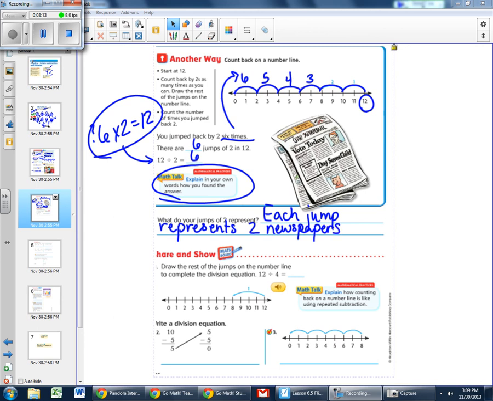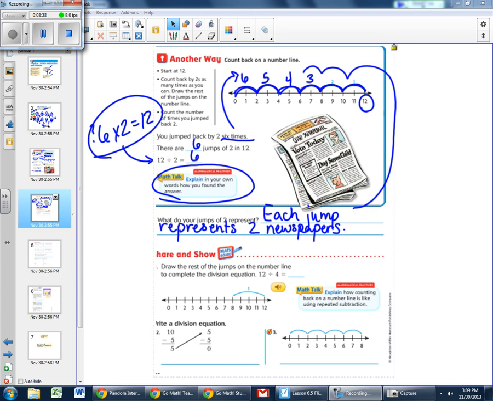Okay, again, pause if you need to. Catch up with me with my writing. Okay. So each one of these jumps that we did up here, the 2's, are each the day that they brought in a newspaper. Remember, because they both brought in one paper. 1 times 2 is 2, so we jumped back 2 times, each one representing how many papers.